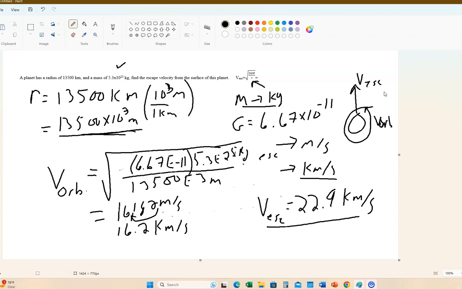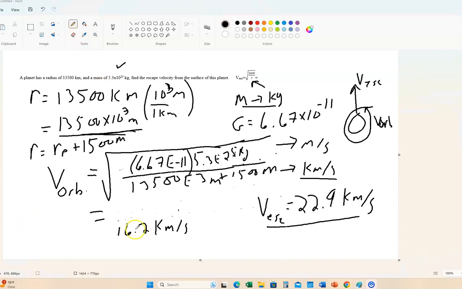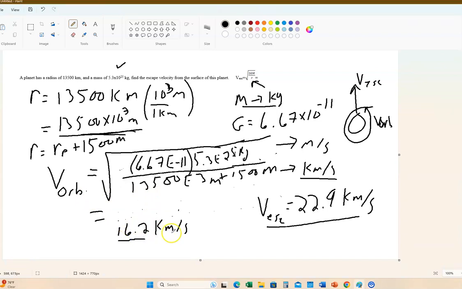All right, and so we compare these two, right? This one is 16.2. The escape velocity is 22.9. The escape velocity is always greater than the orbital velocity. All right, so what if this object was... Here, let's recalculate this. So when we did it before, the orbital velocity at the surface of the planet was about 16.2 kilometers per second.